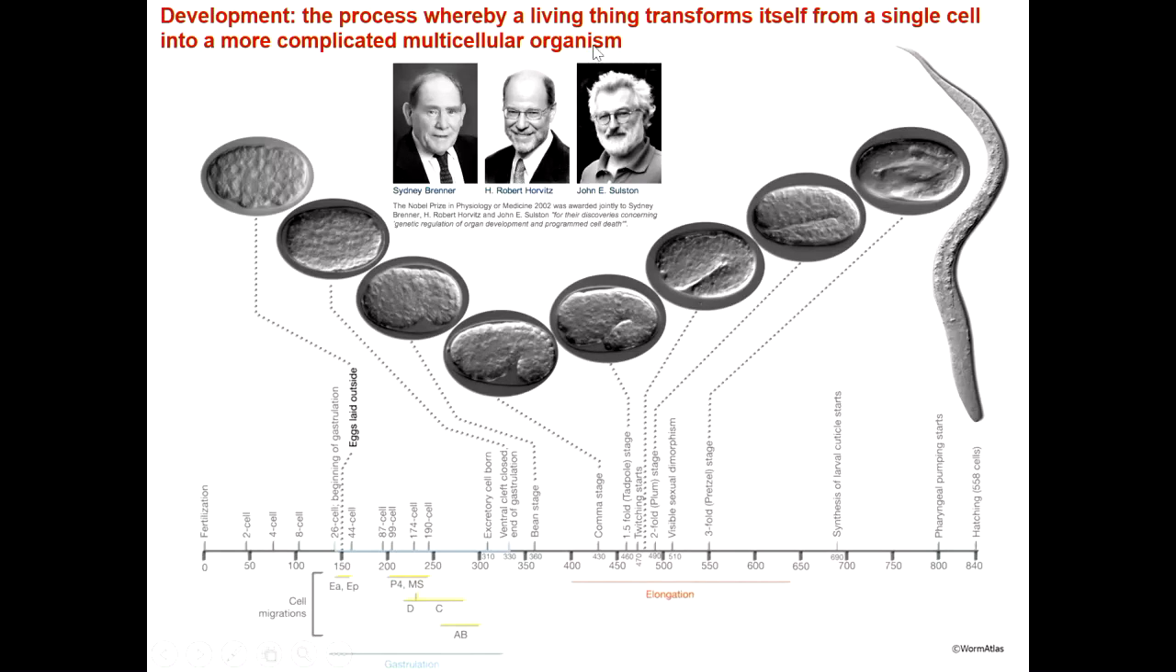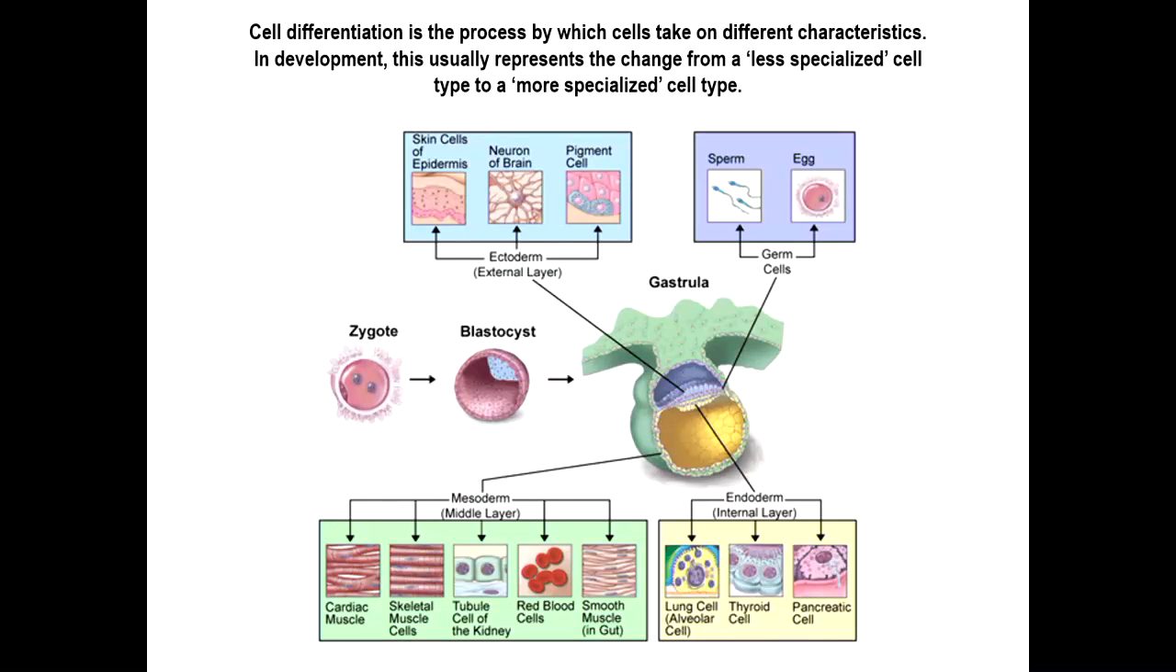So development is how a living thing goes from a single cell into a more complicated multicellular organism, right? So pretty straightforward concept. This is an example of a cell going through various stages to become a worm. Don't worry about it any further than that. It's just an example. Now, another term you need to know is cell differentiation. You've probably heard me mention it several times, so let's be very clear about that. Differentiation is the process of a progenitor cell, such as a stem cell, becoming a more specialized cell type. So it's how cells take on different characteristics. In development, usually this means going from less specialized to more specialized, right?